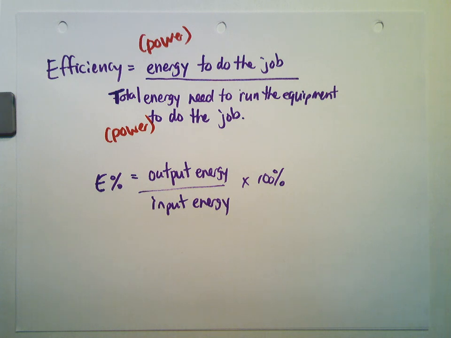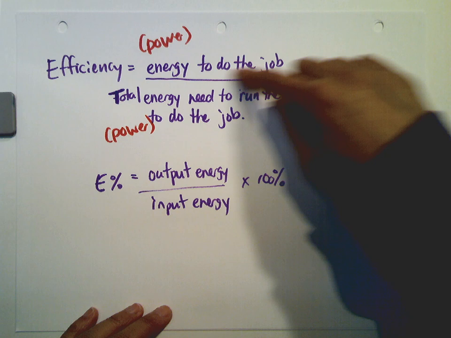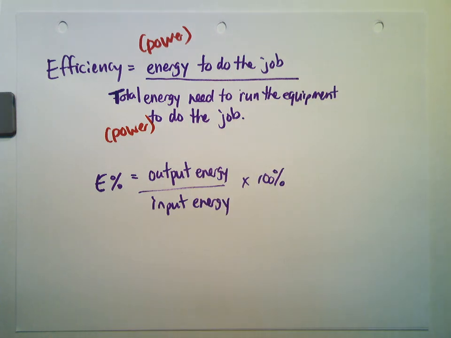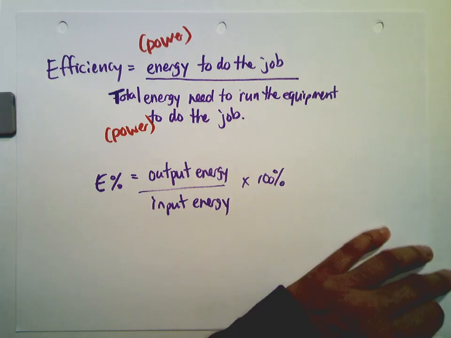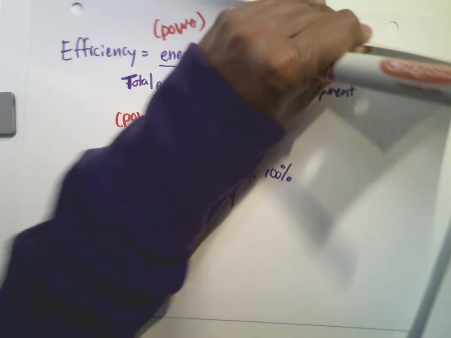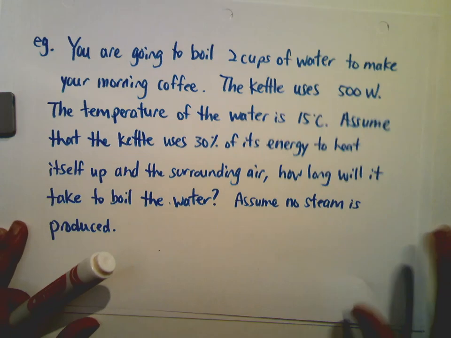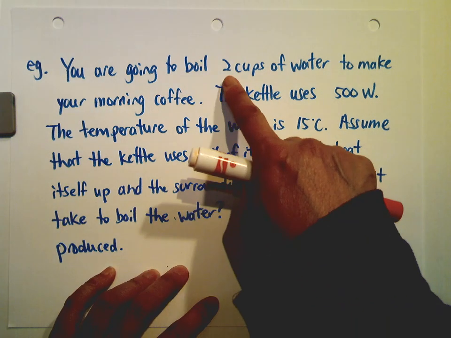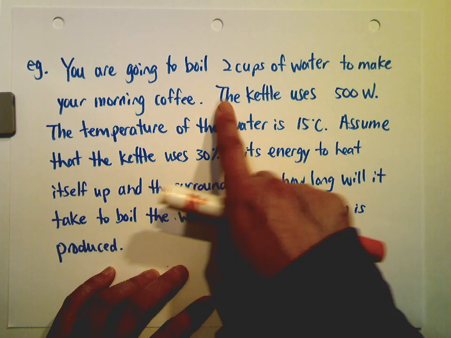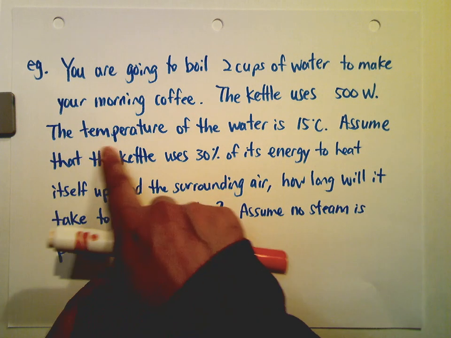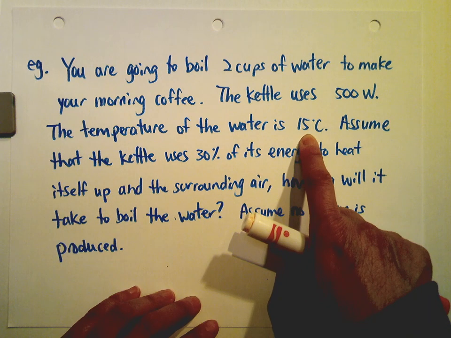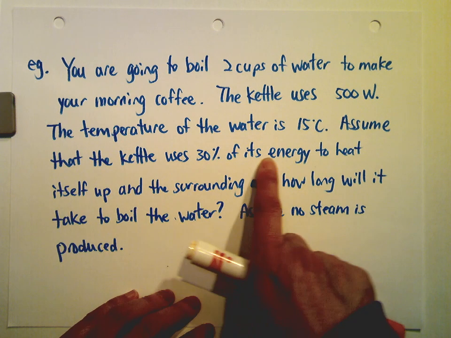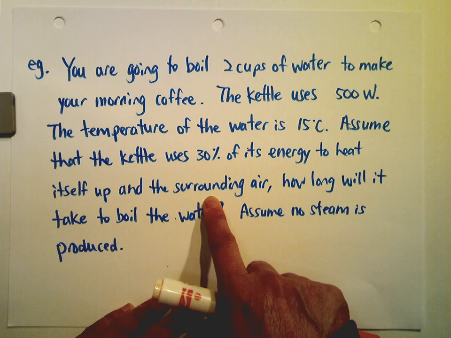All right, let's do an example so you understand what I mean by energy to do the job and energy to run the equipment. Our first example is boiling water. We're going to boil water, but we're not going to make steam because I don't want to do a complicated latent heat example, although we can do one later if you like. You're going to boil 2 cups of water to make your morning coffee. The kettle uses 500 watts. The temperature of the water is 15 degrees, and assume that the kettle uses 30% of its energy to heat itself up and the surrounding air.